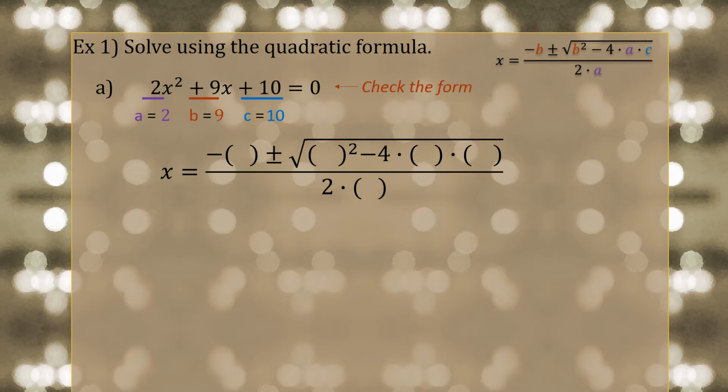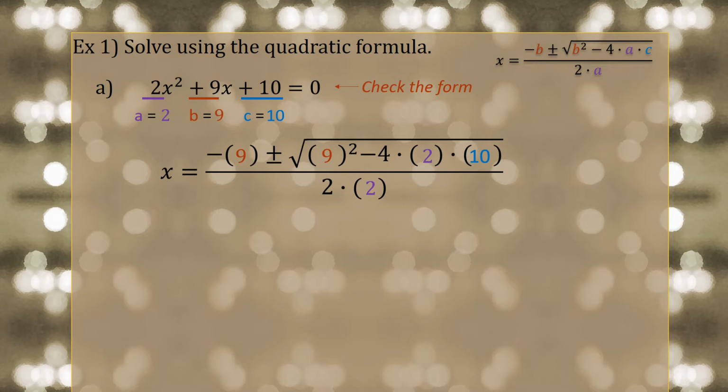Now let's carefully plug in the values. The formula says x equals negative b, where our b value is 9, plus or minus the square root of b squared, or 9 squared, minus 4 times a, which is 2, times c, which is 10, all over 2a, but a is 2. So notice we've plugged all the values in appropriately.